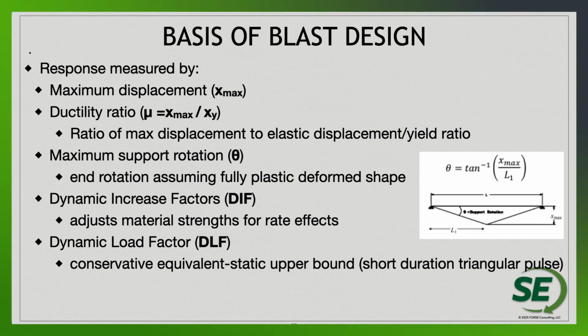Because the actual blast really happens so fast, we need to account for significantly higher dynamic amplification. So DLF accounts for that higher amplification factor by converting the triangular pulse into an equivalent static load. So usually for short positive phase durations, the UFC guidance allows us to use a factor of 2, and this is a conservative bound, of course, but we will see this in our next example. How do we incorporate our DLF or dynamic load factors into design?